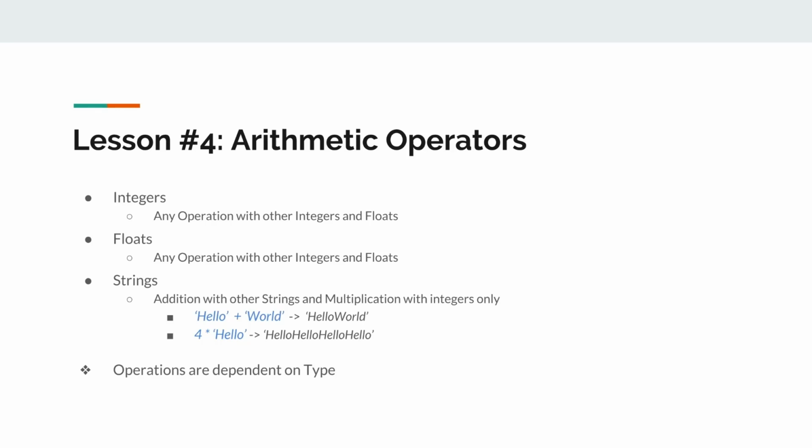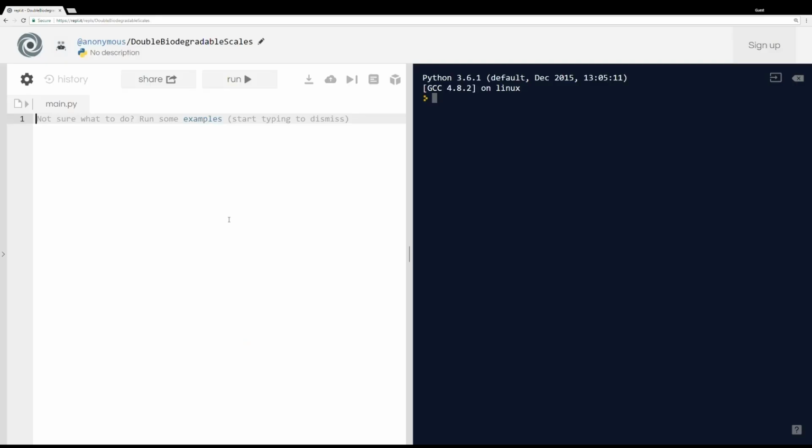You can add two strings together using the plus sign. For example, take one string value of hello and another string value of world. When we add them, we end up with hello world with no space in between. You can also multiply a string with an integer to repeat the string that many times. For example, if we multiply 4 by hello, we end up with a string that has hello 4 times in it. Now, let's try coding arithmetic operators in our programs.